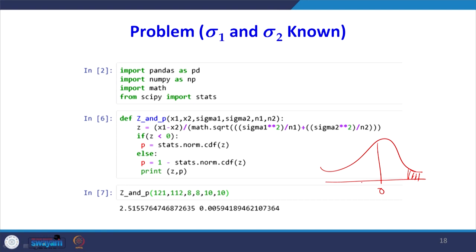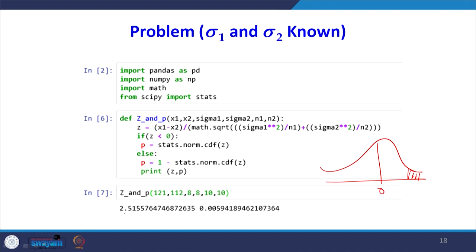P equal to 1 minus stats.norm.cdf(z). So, print zp. You can try this code on your monitor after this video and verify the answer. Z underscore and underscore p, I will supply all the values. In the previous problem, x1 bar is 121, x2 bar is 112, sigma 1 is 8, sigma 2 is 8, n1 is 10, n2 is 8.